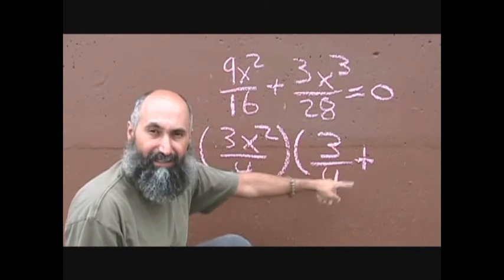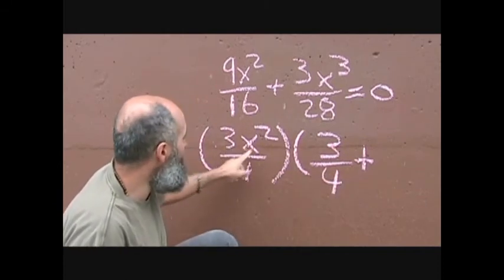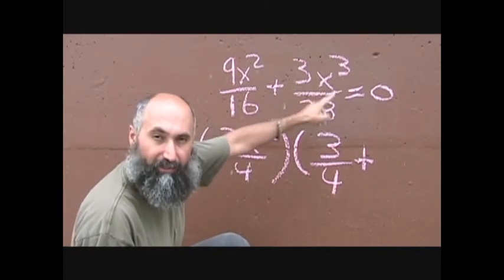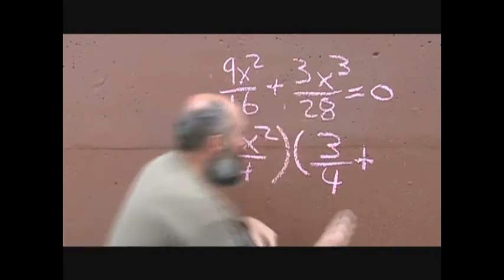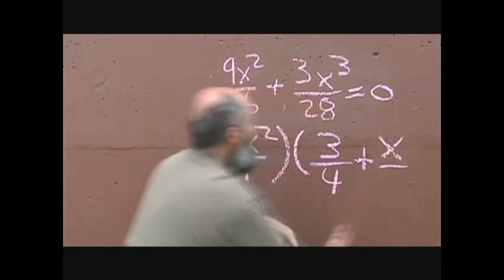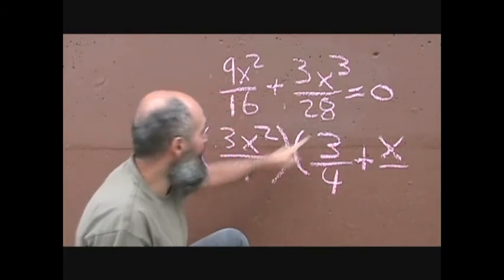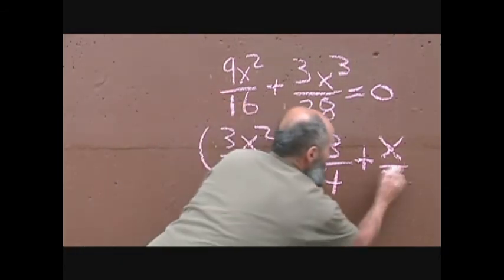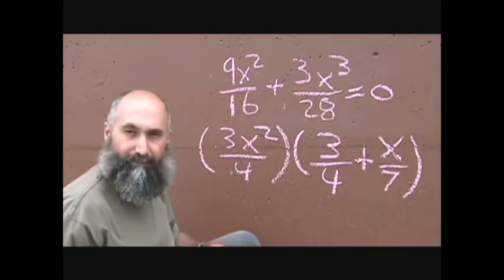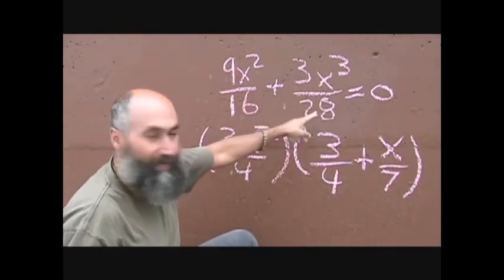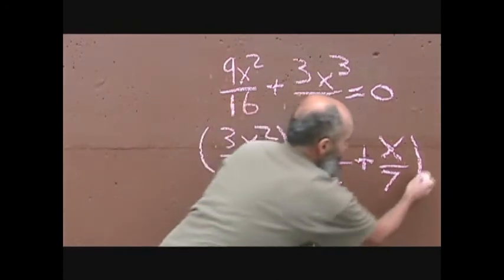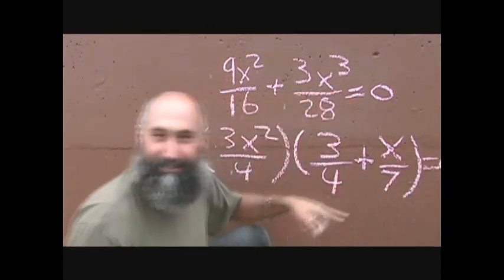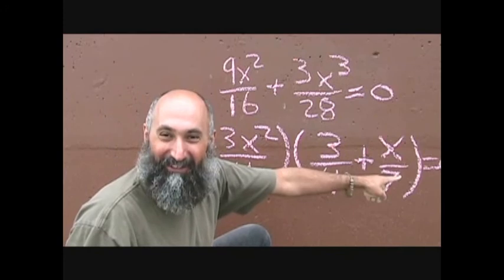You have plus. And what do you multiply 3x squared by to give you 3x cubed? You need another x, because this is x squared and you need x cubed. And what do you multiply 4 by to give you 28? That's just 7. And that is this expression factored. Now what we had was this equaling 0. The 0 is not showing up, but there's a 0 there.